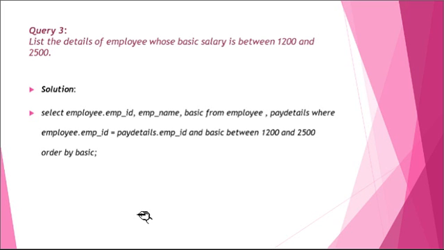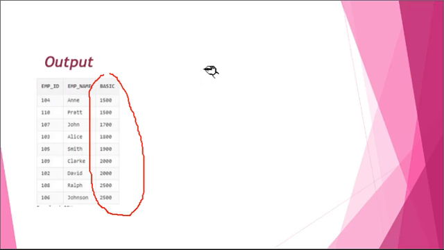Order by basics. Order by basics means it will be sorted according to the basics of a particular person. That is, first 1200, then 1300, 1400, and lastly 2500. Here I have an output, given here: employee ID, employee name, basics. So you are getting the basics between 1200 and 2500. Fine.